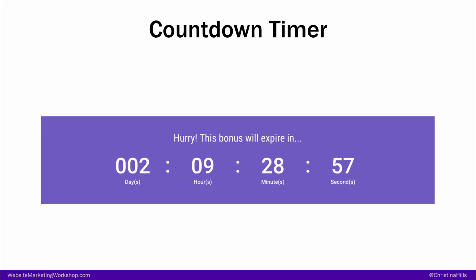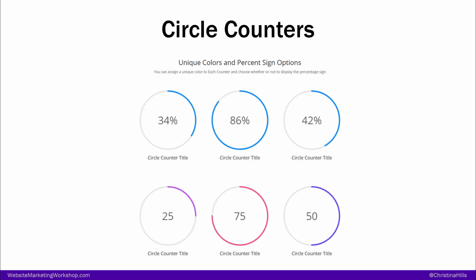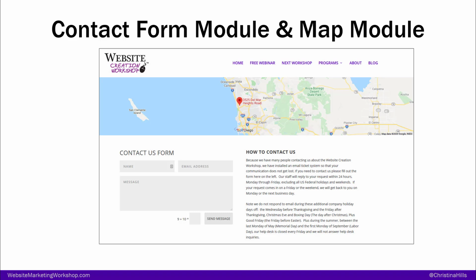A countdown timer, if you want to have a countdown timer of when something's going to happen, or maybe a bonus will expire, or maybe your enrollment page is closing. There's also circle counters if you want to display some stats. Here's a contact form module and a map module. So my contact us page has a contact us form, and then it has this nice map.